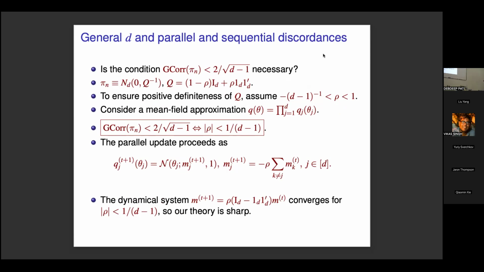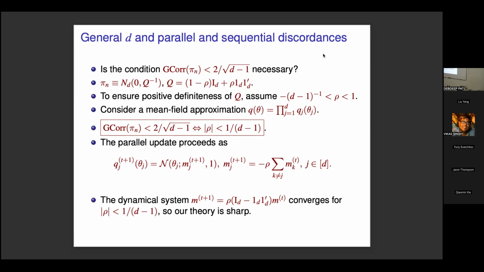So if you look at a target Gaussian distribution with precision matrix given by this compound symmetry structure, then the fact that the generalized correlation is less than 2 over square root D minus 1 is equivalent to having the absolute value of rho less than 1 over D minus 1. Of course, you can't have rho very close to 1 because of positive definiteness, but this tells you that for the parallel version to contract, you can't have rho be too positive. Okay?